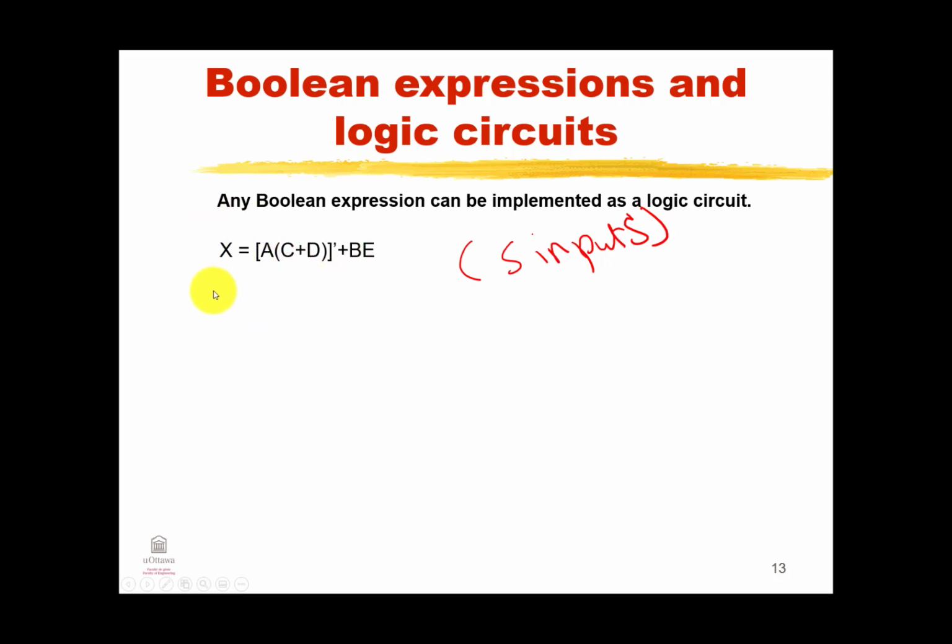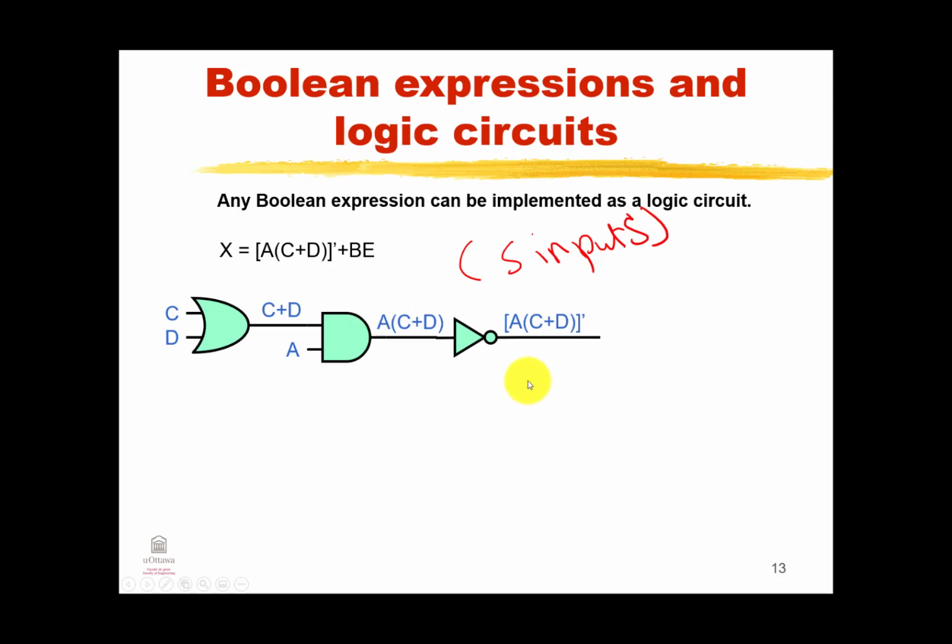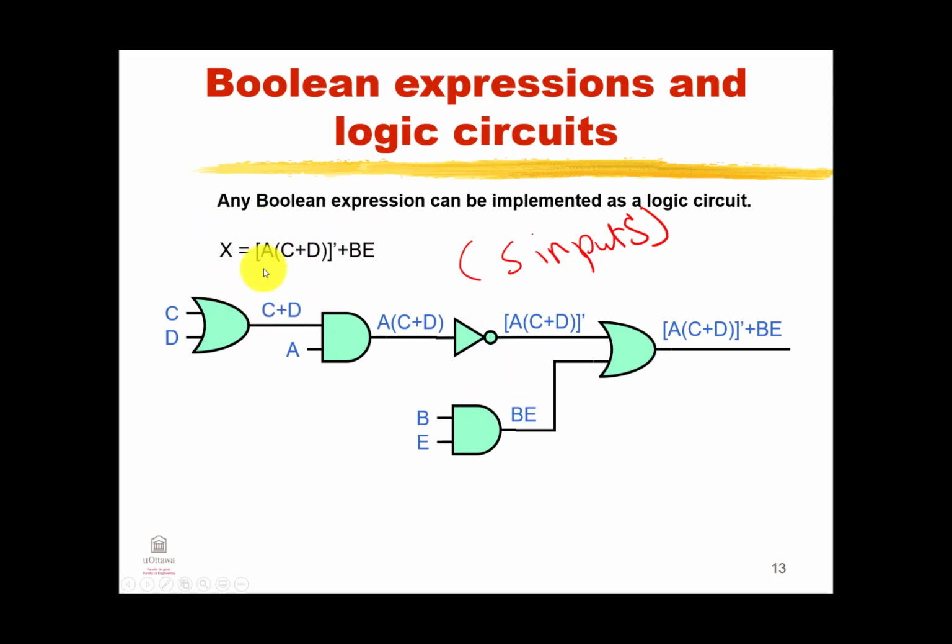Basically, let's remember the precedence of logical operations. First of all, we have to satisfy the parentheses here. So I have to first OR C and D. After that I should AND it with A, and then I have to invert the output here. Then after that I should OR it with B and E. So this is how we implement our Boolean expression function X.